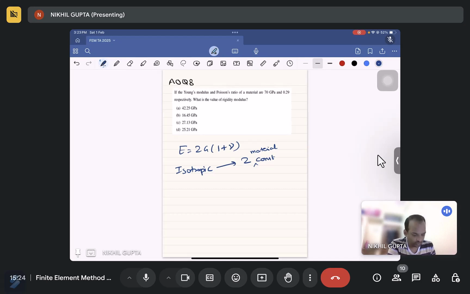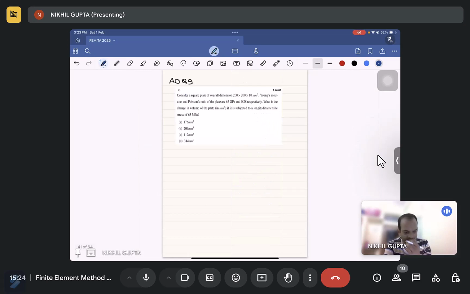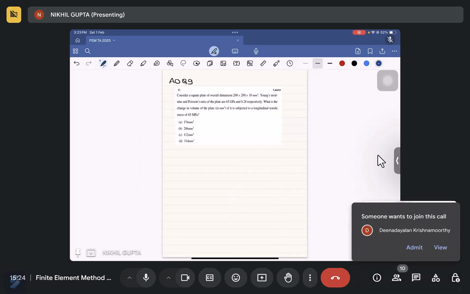So what we'll do is substitute the values, where G is equal to E upon 2 times 1 plus nu, so you substitute 70 upon 2 times 1 plus 0.29. The solution will give you 27.13 GPa. So it's just option number C, a simple question, just formula based.